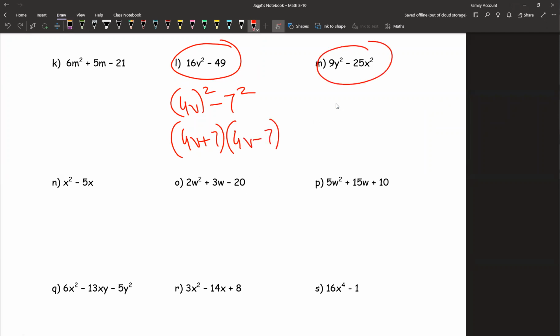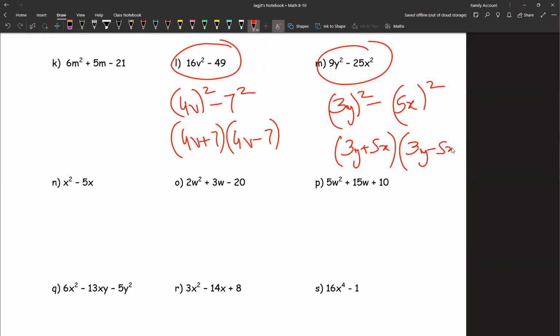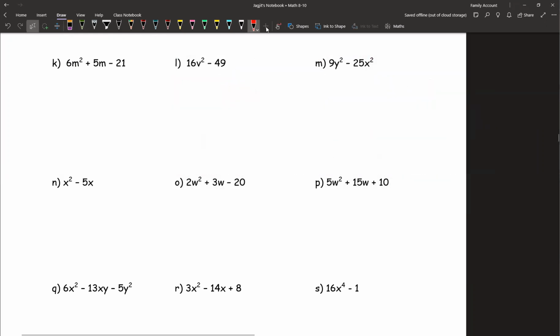Same over here. 9 can be written as 3 squared, so it's (3y) squared minus (5x) squared. So it will be 3y plus 5x times 3y minus 5x. Simple. Next, x squared minus 5x: factor the x out, and you get x times (x minus 5).